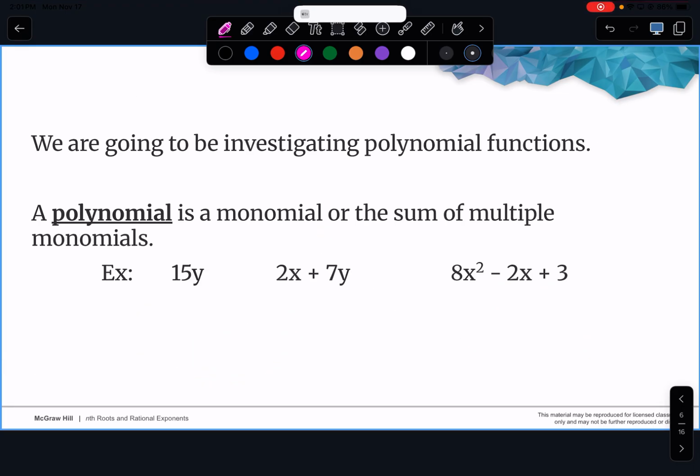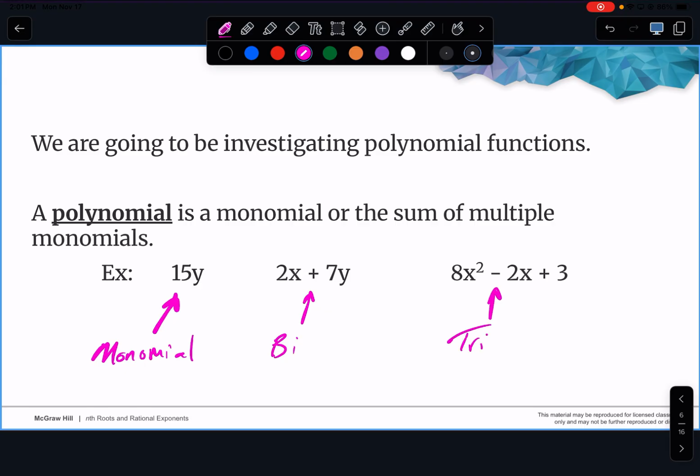Moving on. We're going to be investigating some of these. These are all monomials or polynomials. A monomial is one of them. So a polynomial is when we take multiple monomials and put them together using addition or subtraction. Okay, they are just the terms separated by a plus or minus sign. So the first one, this one would be called a what? Monomial. The second one is a binomial. How about the third one? Trinomial.